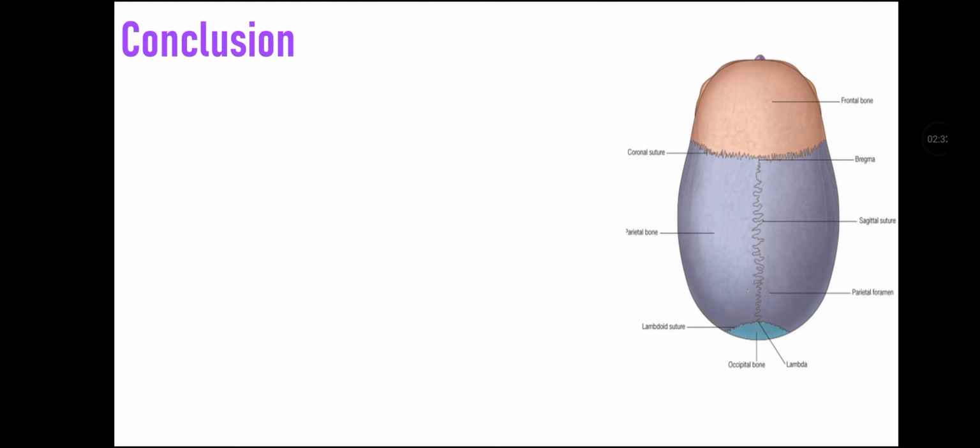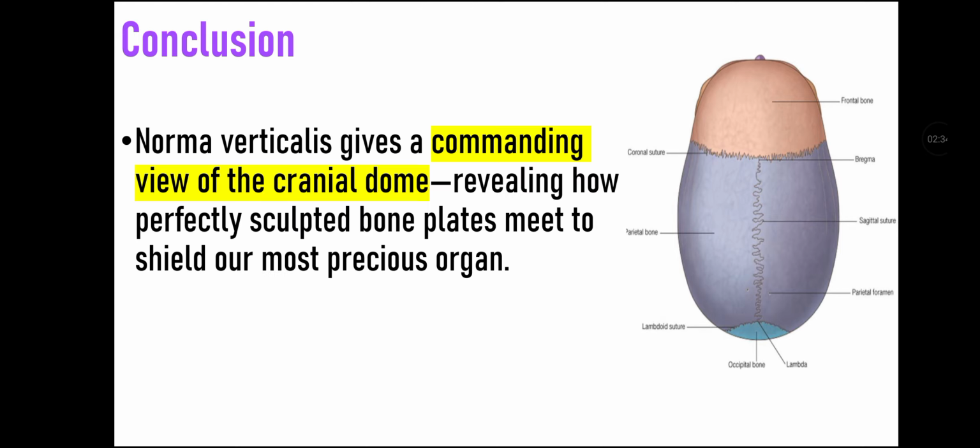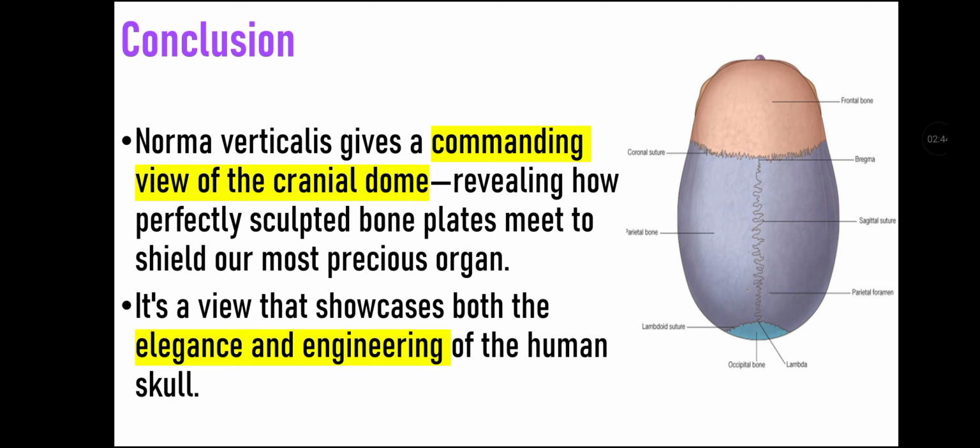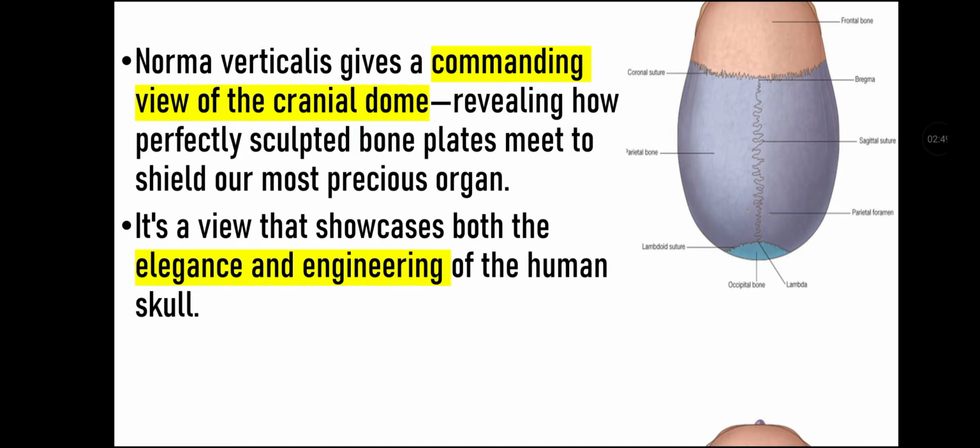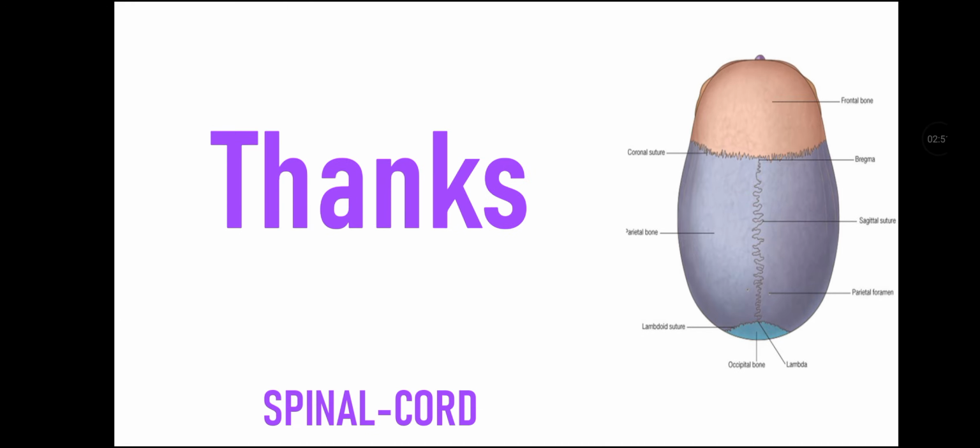Now let's talk about conclusion of this lecture video. Norma Verticalis gives a commanding view of the cranial dome, revealing how perfectly sculpted bone plates meet to shield our most precious organ, that is brain. It is a view that showcases both the elegance and engineering of the human skull. And this was all about Norma Verticalis.